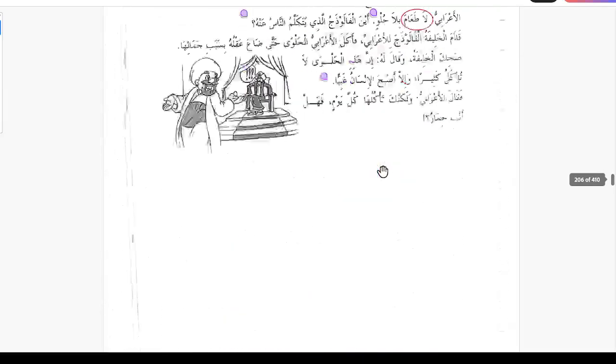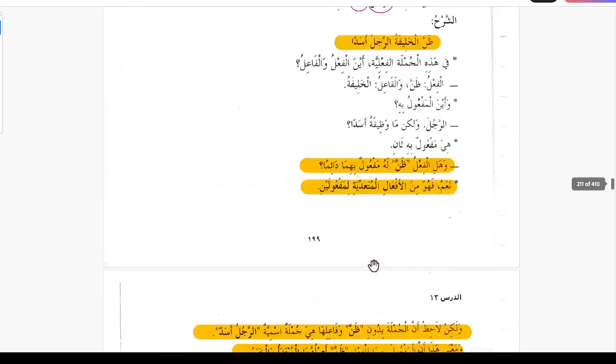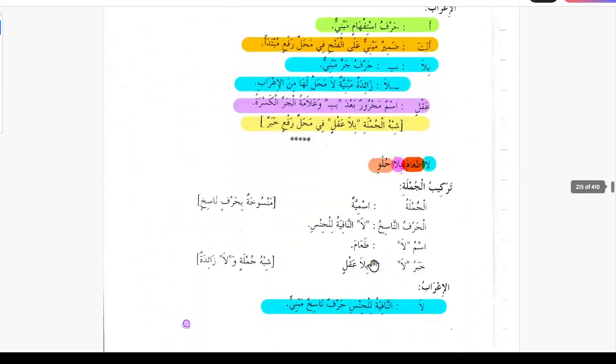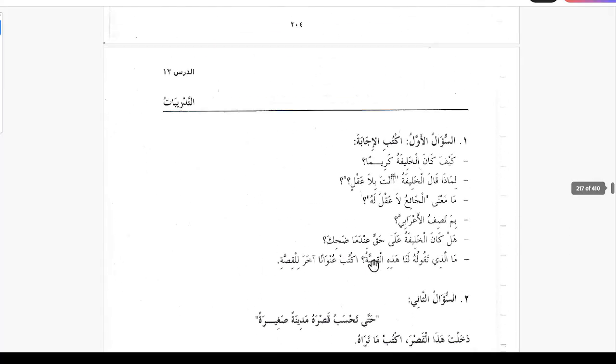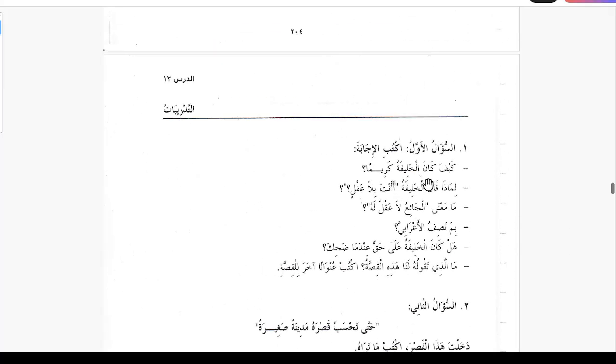In the next session we will do some linguistics, and we'll complete the questions. So we'll do the tadribat. We'll attempt these questions. So I'm stopping here.